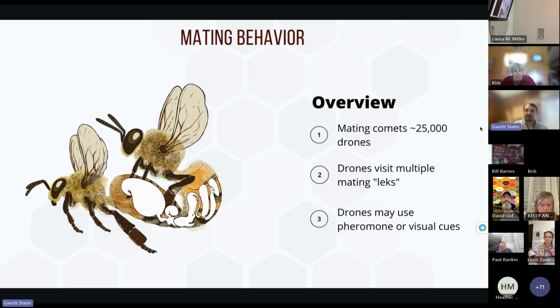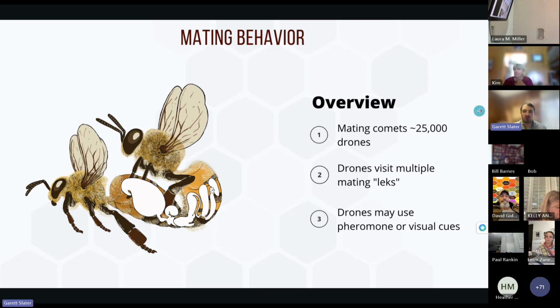So if you see a bunch of drones flying, those are typically mature drones going on mating flights and finding a queen. They basically sit at these mating areas and wait for a queen to arrive. If a queen arrives, they form these massive comets and chase after her, and a lucky number will actually successfully mate with the queen and inseminate her.